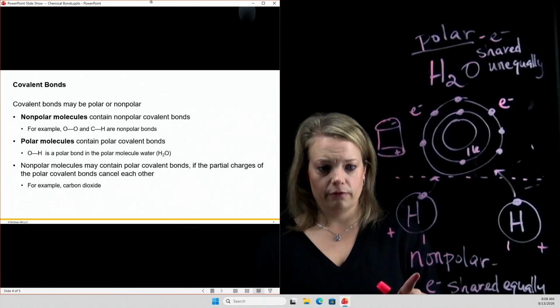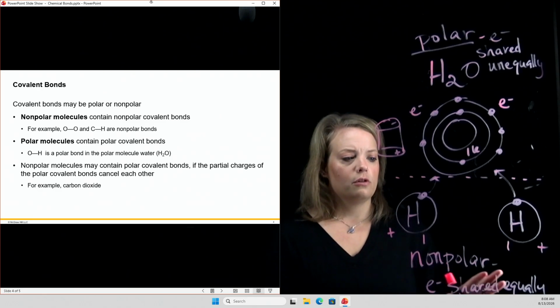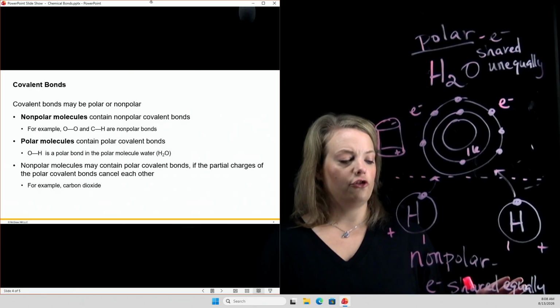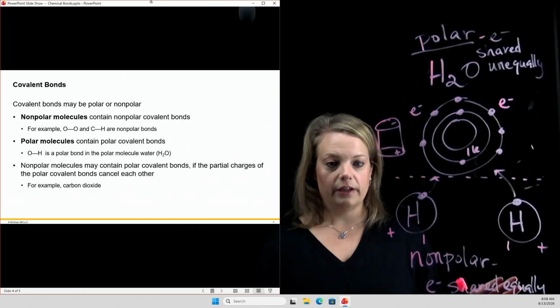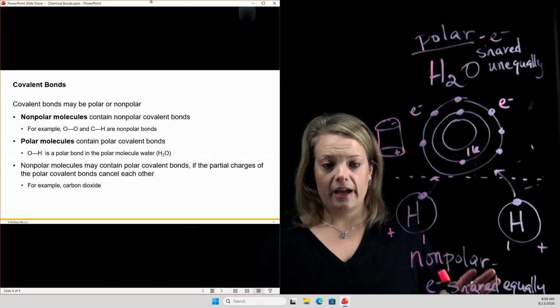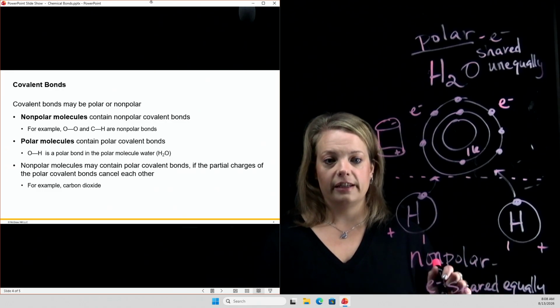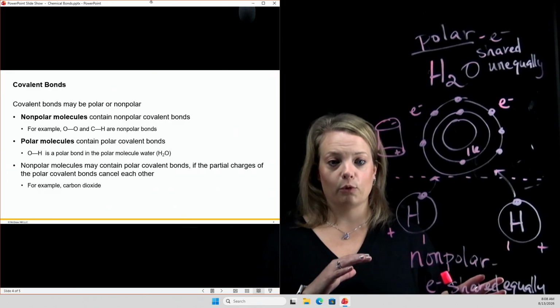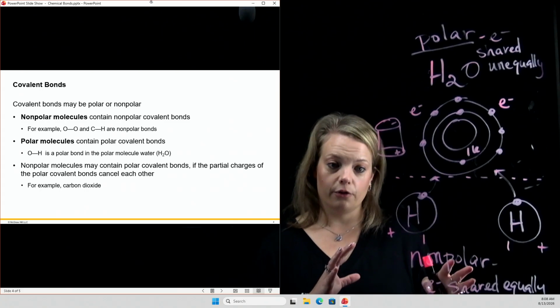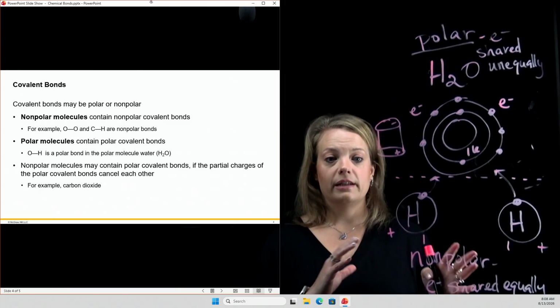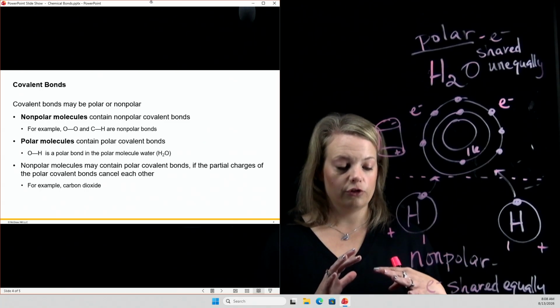Nonpolar molecules, however, since they are sharing those electrons equally, are not going to have any charges. The electrons are not going to spend more time around one atom versus the other, and so there's no negative or positive region.